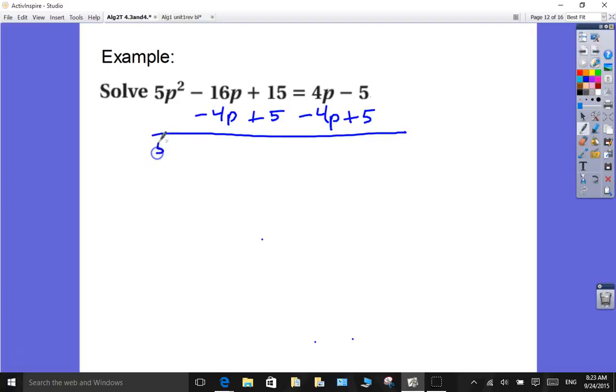And now I've got 5p squared minus 20. This is going to work out really well. Plus 20.